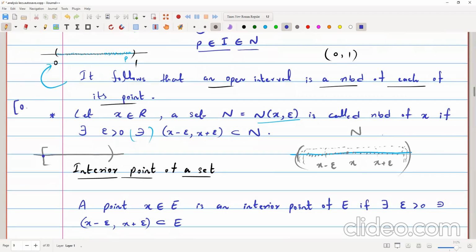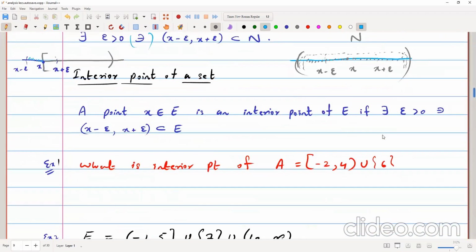For instance, if we call it 0 comma 1, 0 is included in the set. Let's call it point x, and I want to find x plus epsilon and x minus epsilon. What will happen eventually? I will be out of the set when I find x minus epsilon, because that is not contained in this set. So in the case of intervals other than open intervals, not every point is a neighborhood of x. Only in open intervals will all the points be neighborhoods of every point.